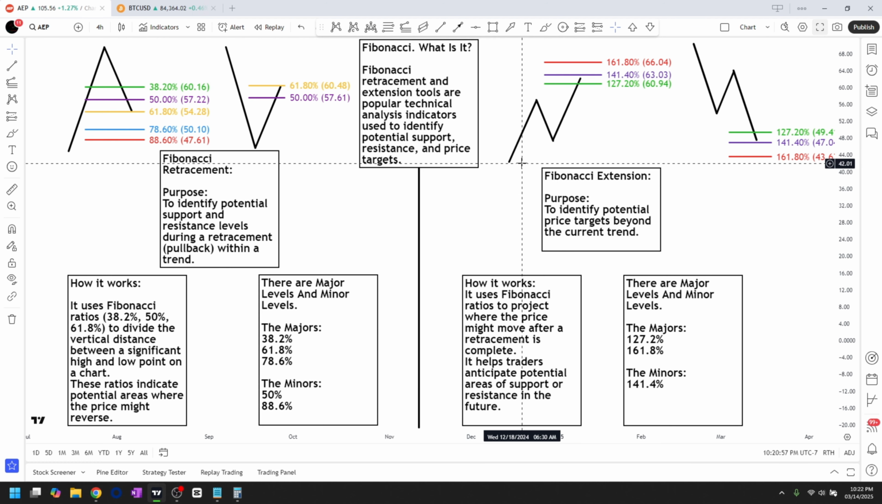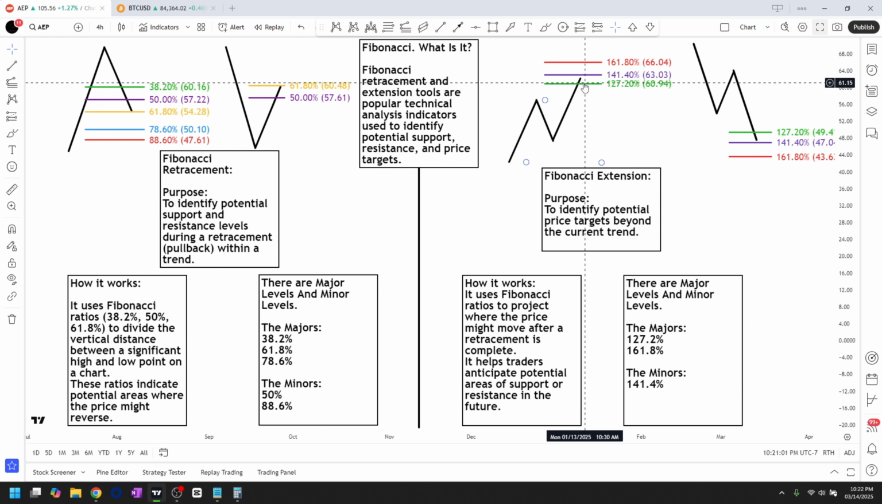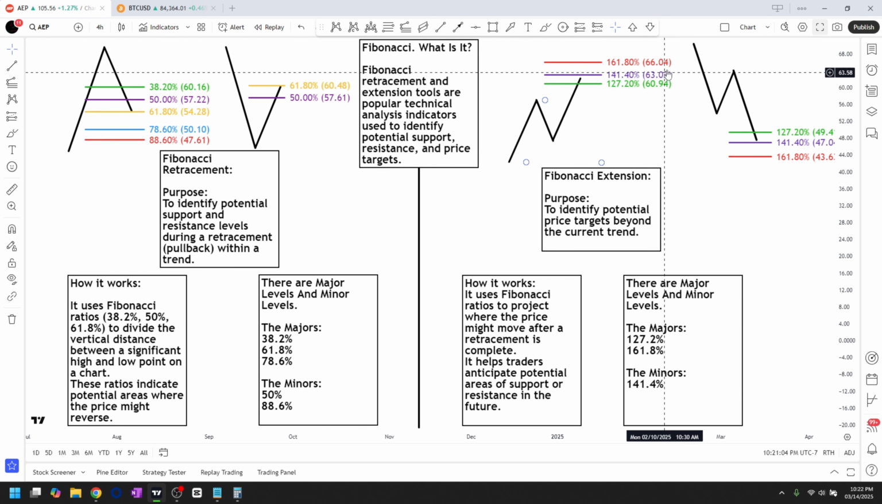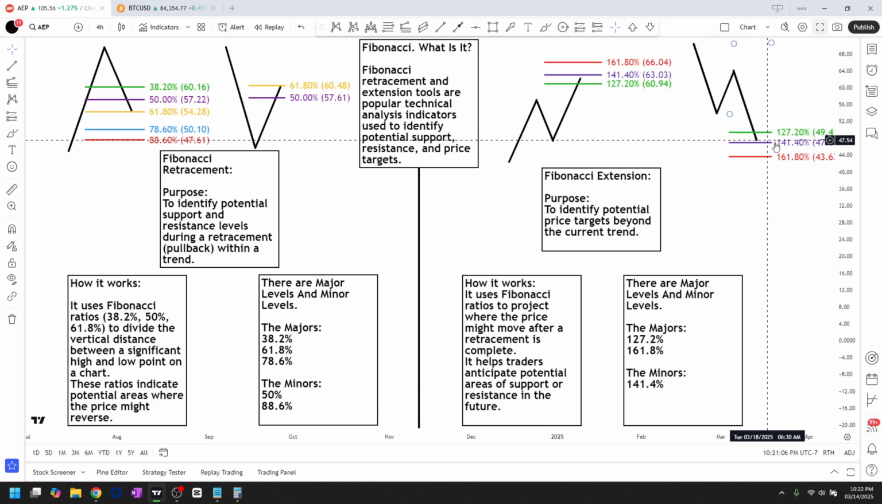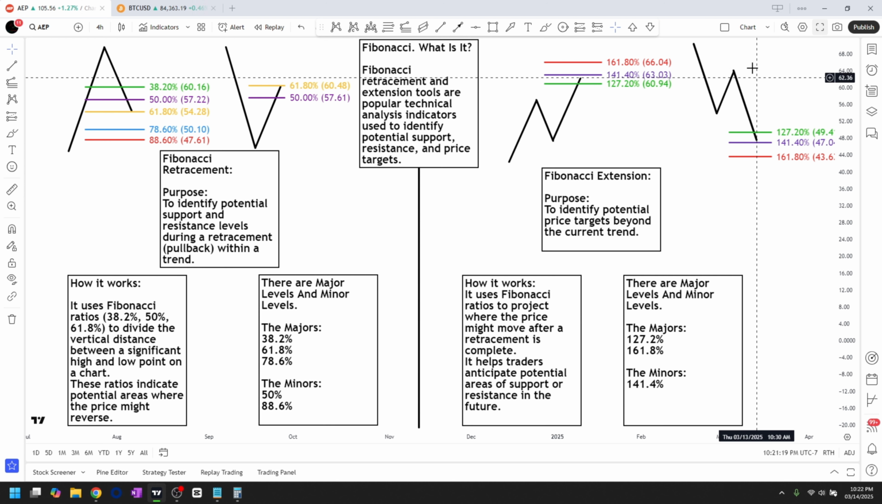You take your extension tool and you would measure this low to this high, and it would tell you that this was 127%. The opposite direction would be the same thing. You would want to know how much this is, because there's going to be certain dependencies and requirements, especially when you're doing pattern trading, or there's a couple of other things that we'll talk about, or other things that have been talked about in the academy.